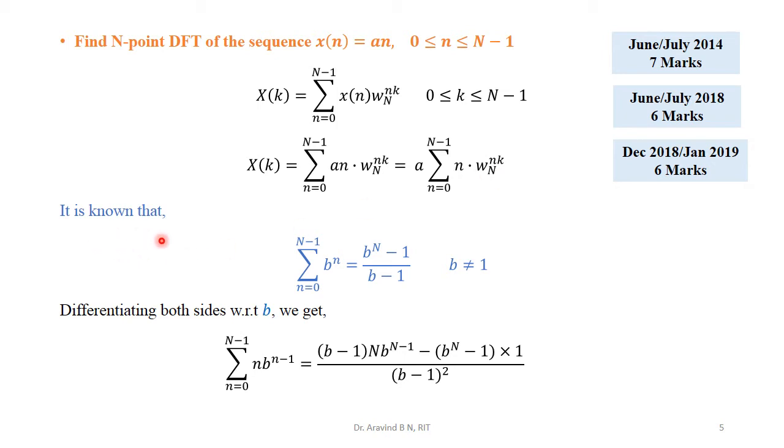So a known formula of the mathematics we are going to define over here. We have the formula: summation n equals 0 to N minus 1 of b to the power of n equals (b to the power of capital N minus 1) divided by (b minus 1), for b not equal to 1. This is the same formula we used in the previous solution.